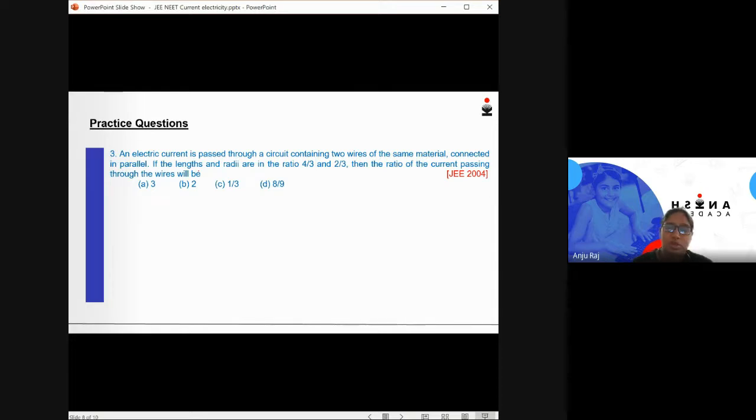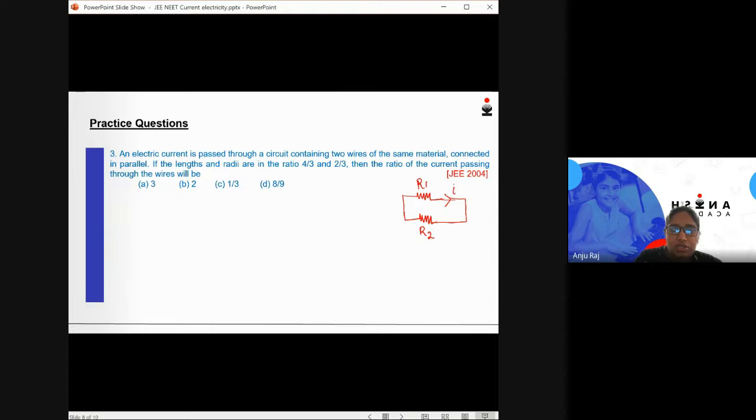Okay, so you need to remember what is series connection, what is parallel connection, and what are the formulas related to that. The basic formula will be sufficient here. So here, what they have told, an electric current is passing through a circuit which has two wires of same material and you are connecting them in parallel. So I can draw a rough circuit. Let me consider this is resistance R1 and there is another resistance R2. You have connected them in parallel.